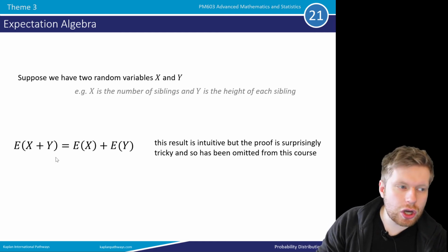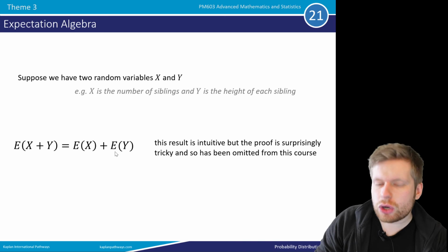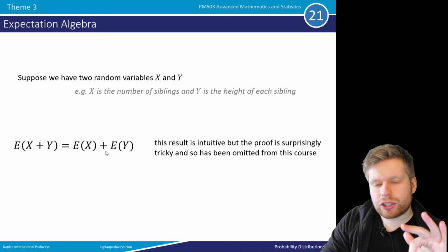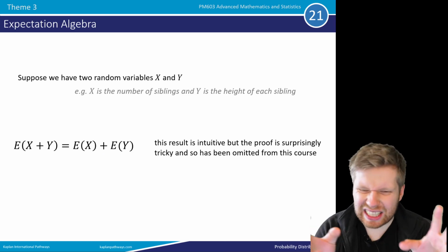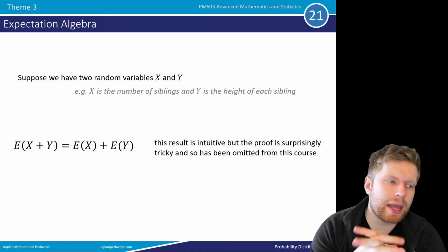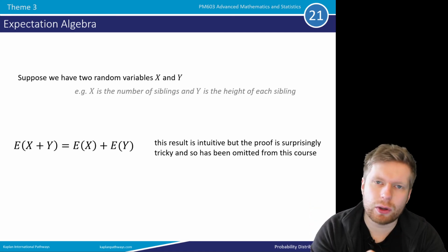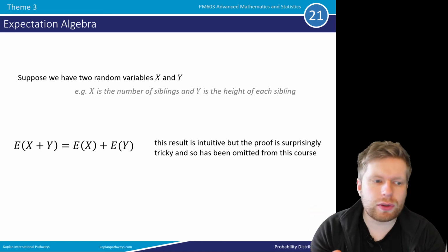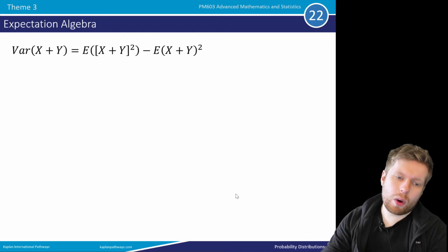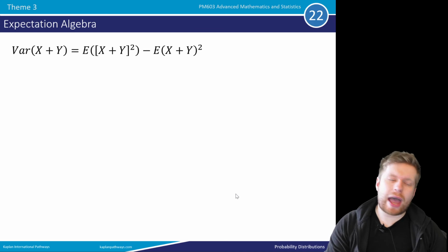Now, I'm not actually going to go through the proof. It's fairly intuitive though, right? So the expectation of x plus y should be the expectation of x plus the expectation of y, but I'm not going to go through the proof because it's actually surprisingly gnarly and quite tricky at times. So I'm going to omit it from here, but you're absolutely welcome to go away and have a look at that proof if you wish. So I'm just going to give you this as a factual result, and I'm not going to ask you to prove it, okay? Whereas, what about if I wanted to find the variance of x plus y instead?